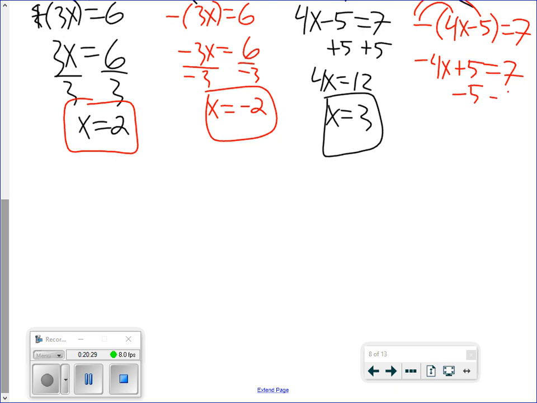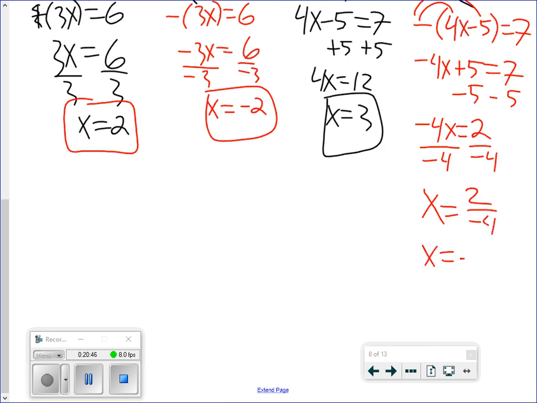So minus 5 on both sides. Negative 4x equals positive 2. We divide by negative 4 on both sides. Okay, x equals 2 all over negative 4, or x just equals negative 1/2. Just do some algebra, and that's what you get. Those are our two solutions.